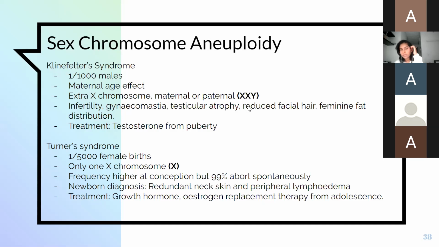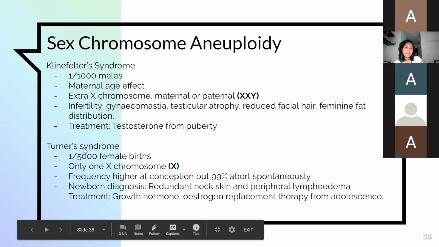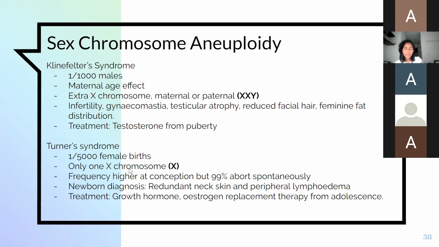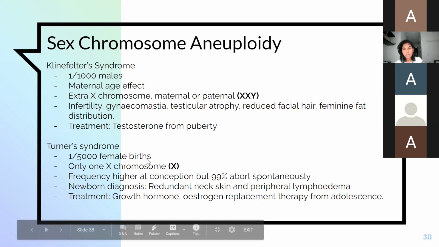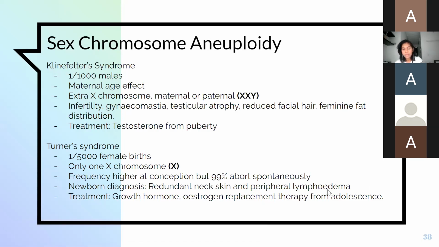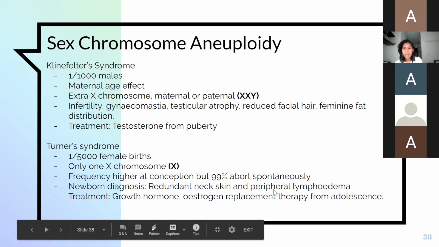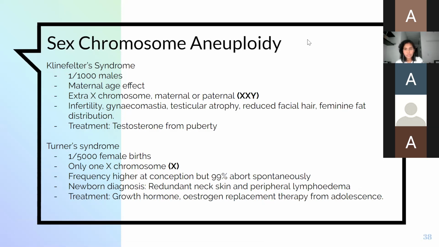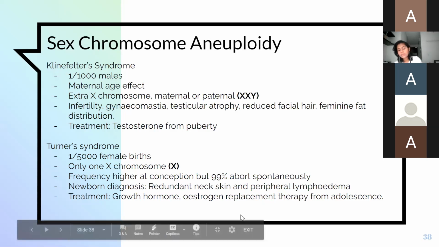That's more than enough. Then Turner syndrome is just one X chromosome. So this is essentially a monosomy, where you're missing one chromosome. With a newborn diagnosis, you see redundant neck skin and peripheral lymphedema, which is swelling from fluid buildup in your periphery. The treatment is growth hormone and estrogen replacement therapy from adolescence.